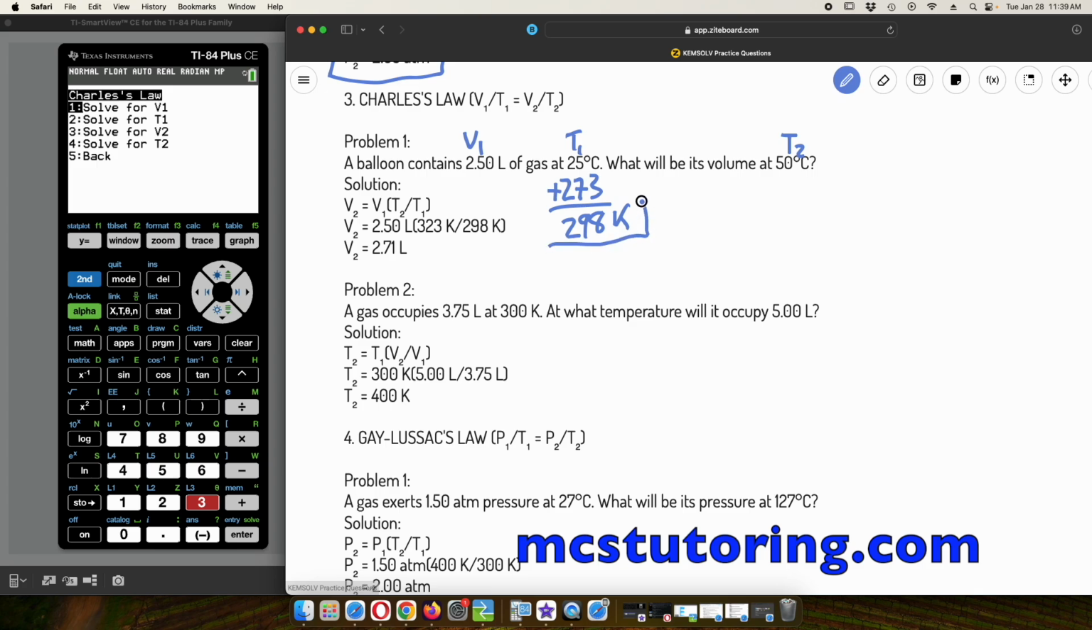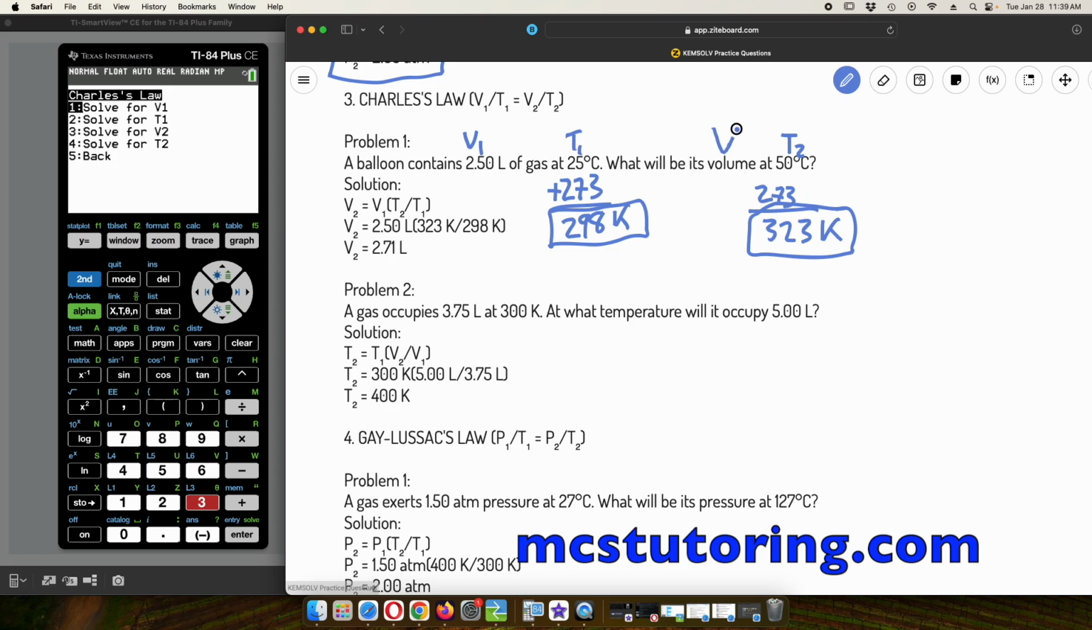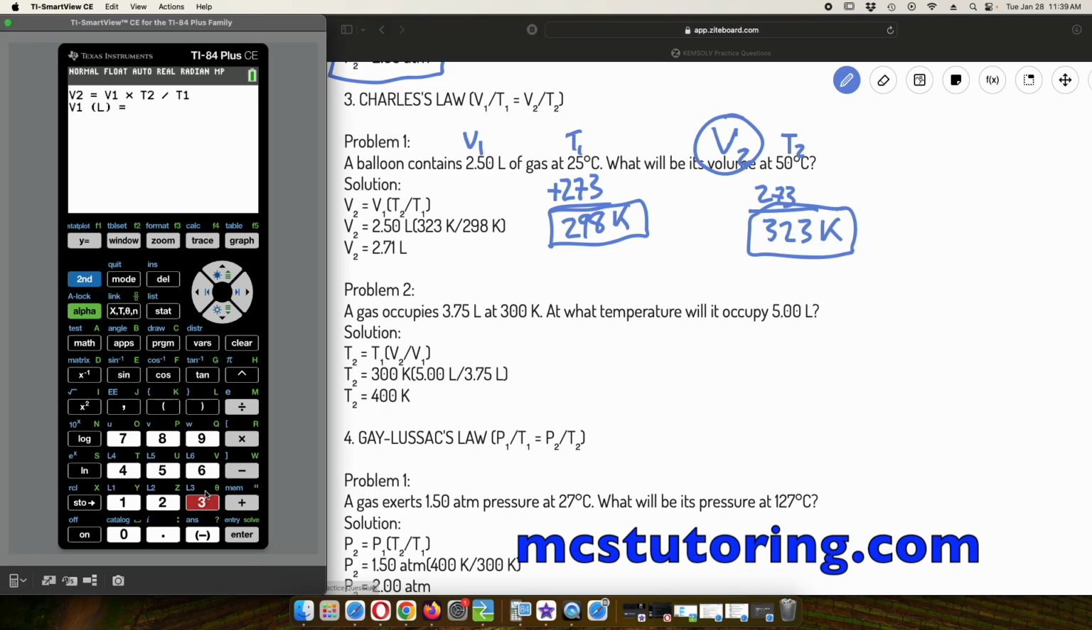So just make sure the other units are agnostic, but Kelvin, it must be in Kelvin. So for temperature 2, we're going to have to add 273 to that, and that's going to look like 323 Kelvin for T2. Keep that in mind. All the other things, liters and pressure, can be changed, but we do need to keep it in kelvins for temperature. Okay, what will be its volume? So V2 is the unknown here, so we're going to solve for V2.